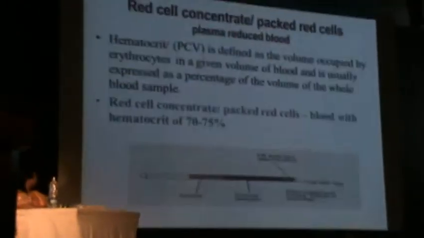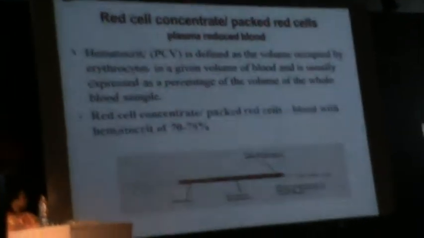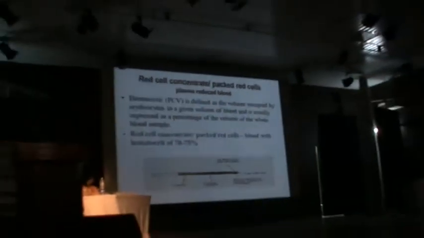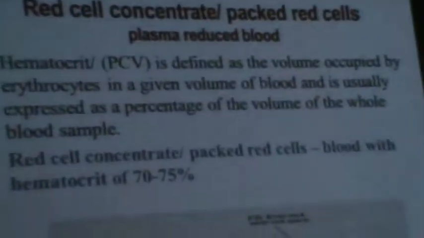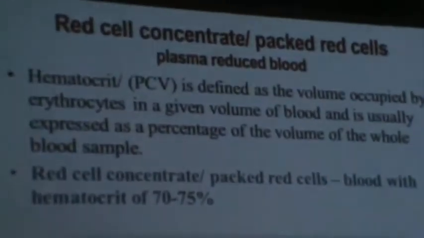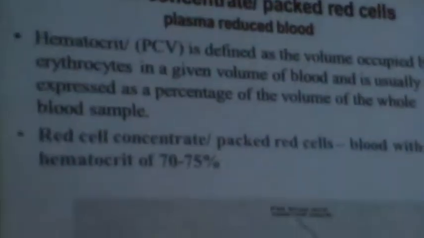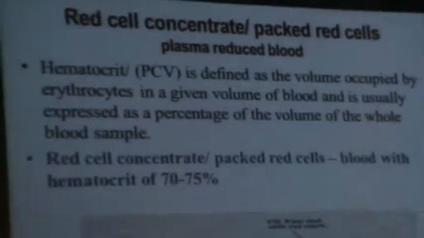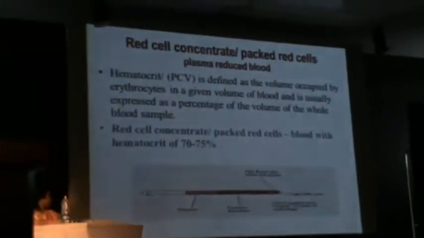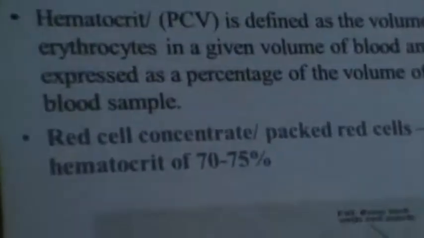So coming to packs, it's always good to know about hematocrit. Hematocrit of PCV, we define this as the volume occupied by the red cells in a given volume of blood. This is usually expressed as a percentage. Then what is this packed cell or red cell concentrate? We call this also plasma reduced blood. So this is a red cell concentrate, which is nothing but packed cells but having a hematocrit of 70 to 75%. So this tells us about the concentration of RBCs present in that unit.